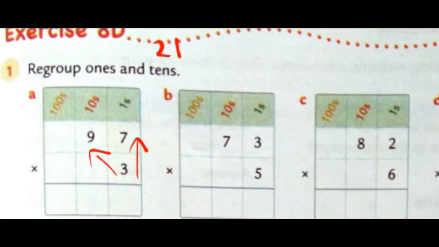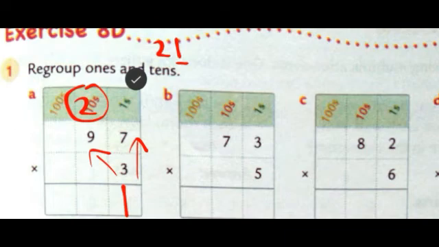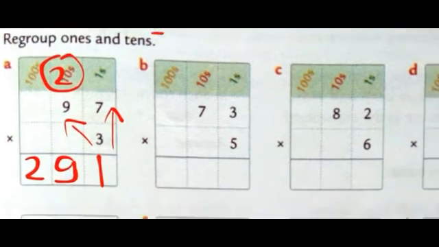So we need to regroup it. 1 will be written in the ones column and 2 we have to give carry over to the tens column. That means we will add 2. Okay. Now see 3 nines are 27 and plus 2, 28, 29. Okay. This is the way how we regroup ones and tens both. Let's check out the next one.